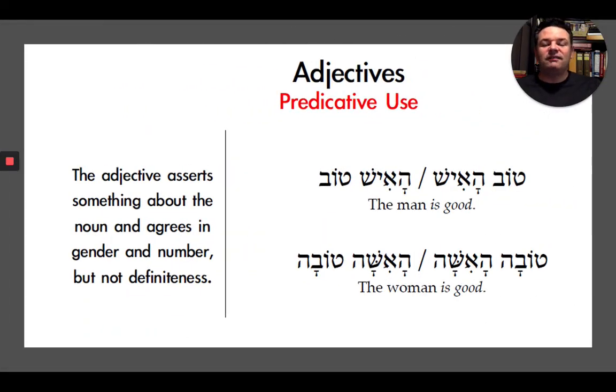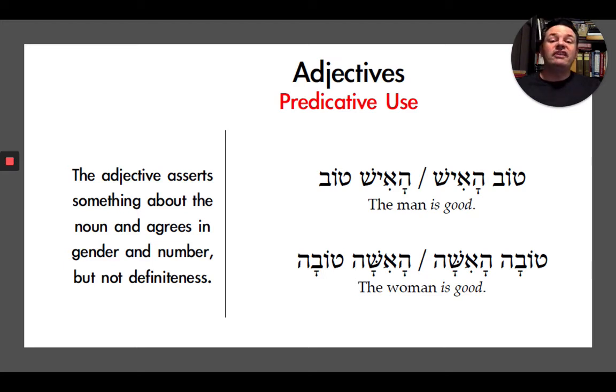The predicative adjective asserts something about the noun, and it agrees in gender and number, but it'll disagree in definiteness, and that's how you'll know that it's the predicative usage, right? So if you wanted to say the man is good instead of just the good man, you'd say Tov ha'ish, good is the man. Or the man is good in English is how we would represent that.